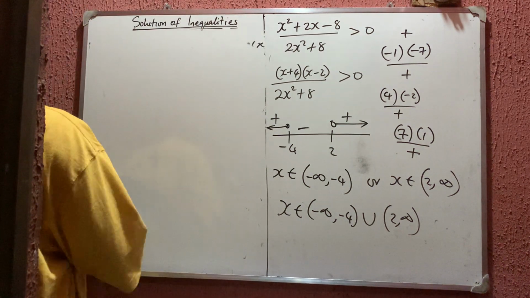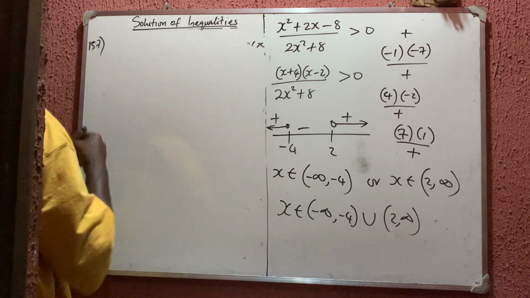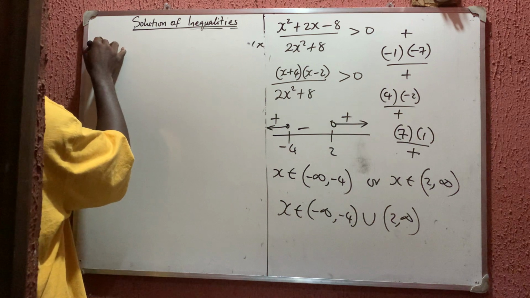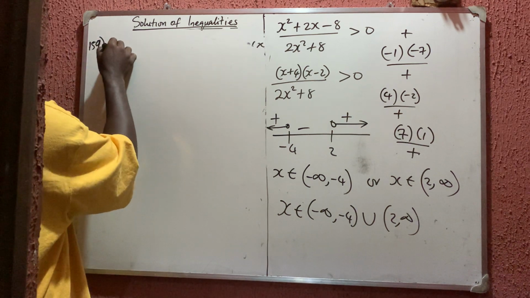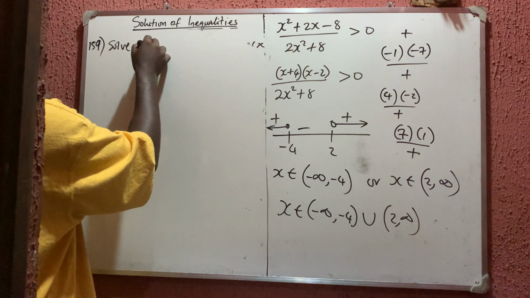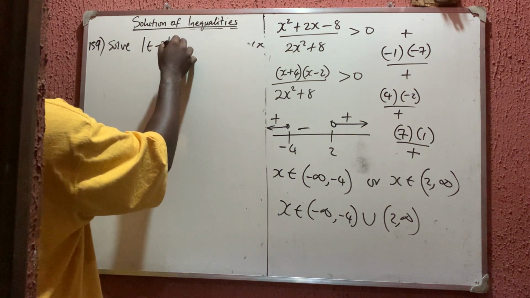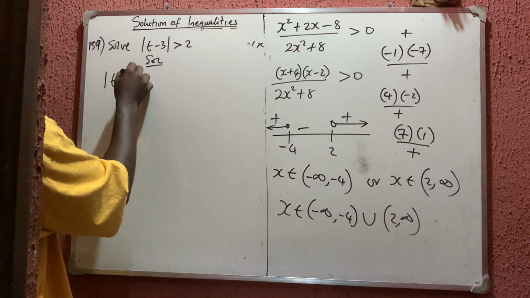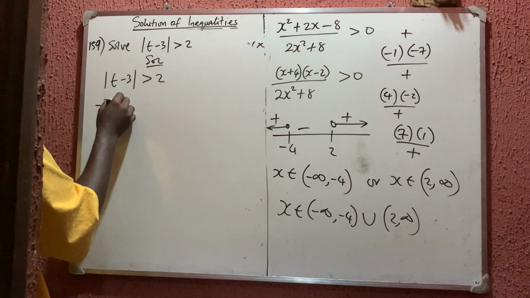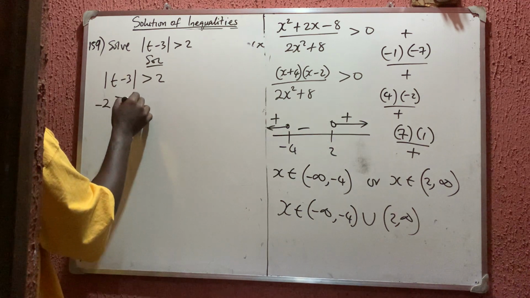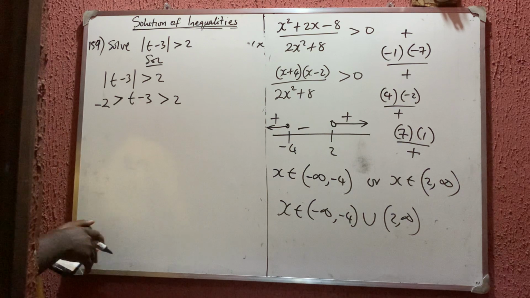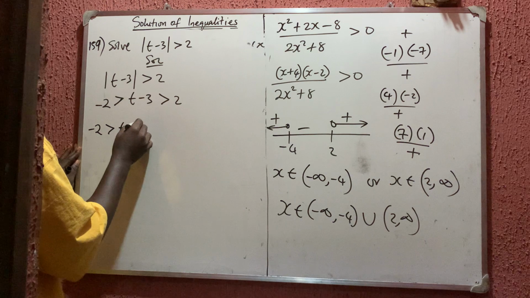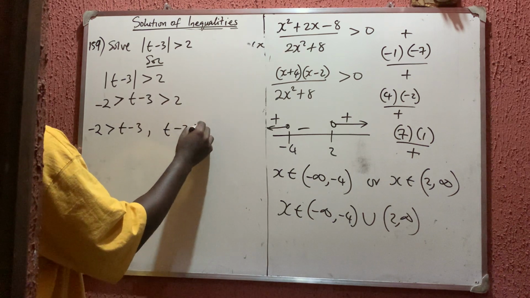Question number 159. They say we should solve the absolute value of t minus 3 is greater than 2. Okay, solution. So we have absolute value of t minus 3 is greater than 2, means that minus 2 is greater than t minus 3, which is greater than 2. I told you whenever you have greater than, you're going to solve them differently. So I have minus 2 is greater than t minus 3, and t minus 3 is greater than 2.